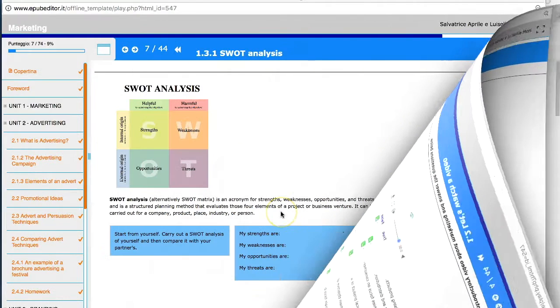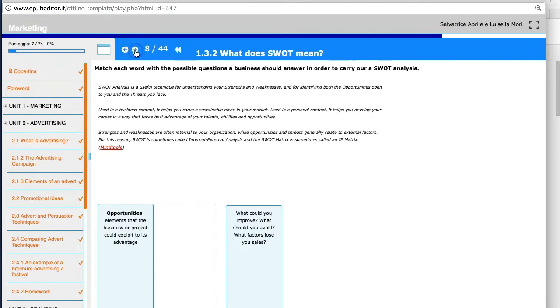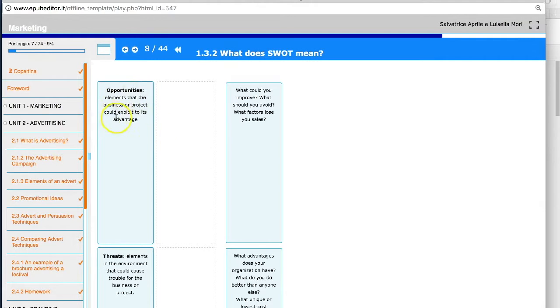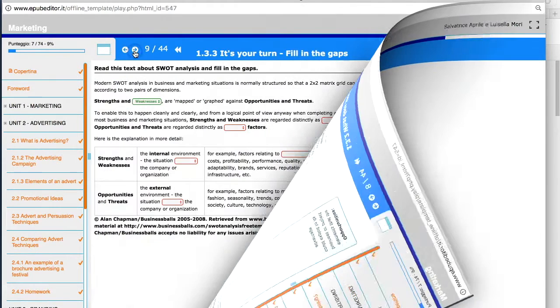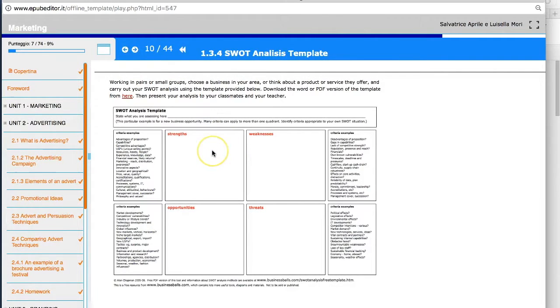Let's check. Another CLIL activity we did was the SWOT analysis. First, we read about what the SWOT analysis is, and then we did some exercises. We did this matching exercise where the students had to match each term with the correct questions you have to ask yourself, or we did some fill in the gaps exercises. And then we used this template to carry out the SWOT analysis of our product.